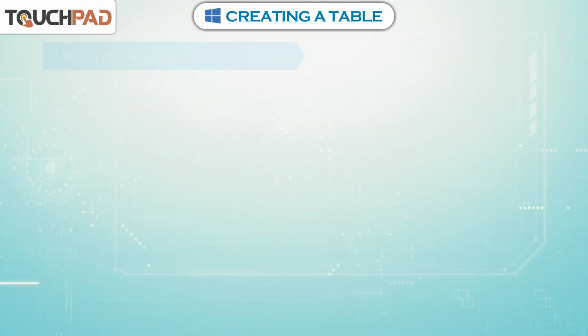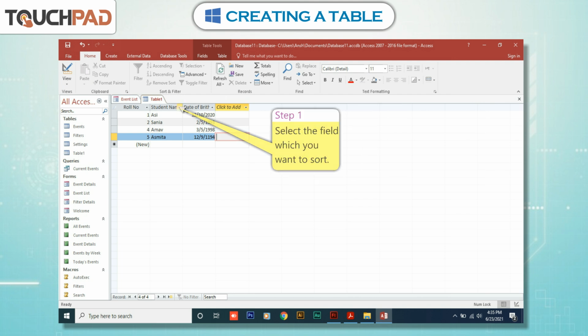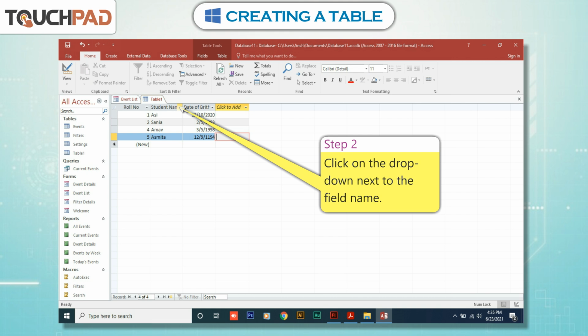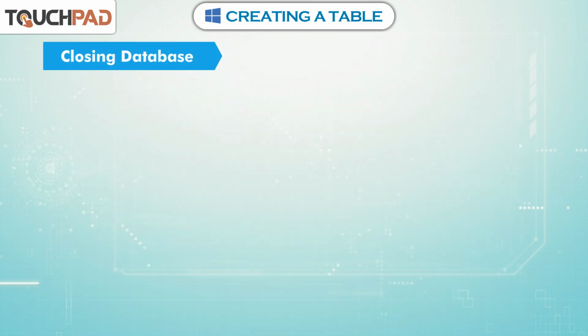Sorting the records in a table. Step 1. Select the field which you want to sort. Step 2. Click on the drop-down next to the field name. Step 3. Choose whether to sort the data A to Z in ascending order or Z to A in descending order. The data gets sorted.